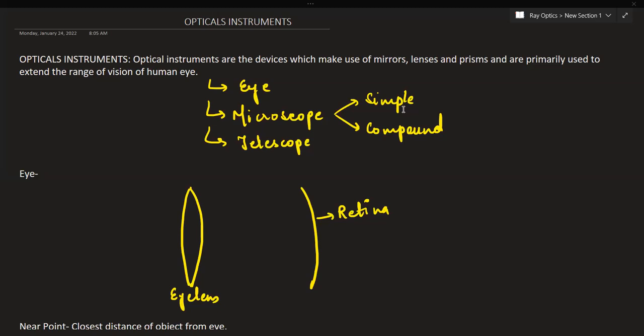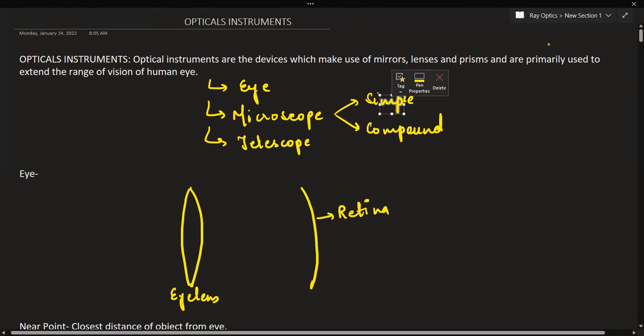Before that, just let me end this topic, optical instruments. In the previous class, we were discussing ray optics. We had started with ray optics, and most of the portion of ray optics we have already covered. So today's class, we'll discuss optical instruments. This was left in the previous class. As already discussed, optical instruments are the devices which make use of mirrors, lenses, and prisms and are primarily used to extend the range of vision.